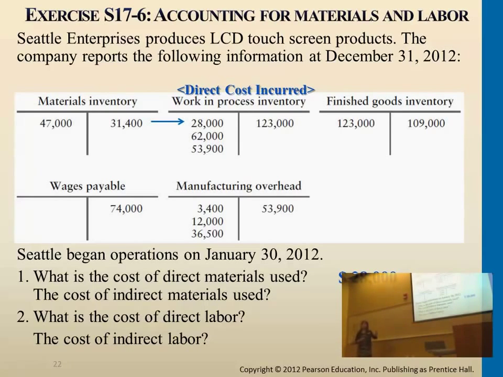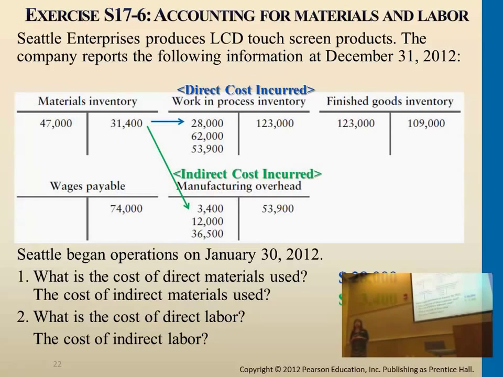Remember, we assign the direct one to work in process when we start using them. But if it's not yet used, it falls under materials inventory. It's the raw materials. Once we start using them, we assign the direct one to work in process, the indirect one to manufacturing overhead.